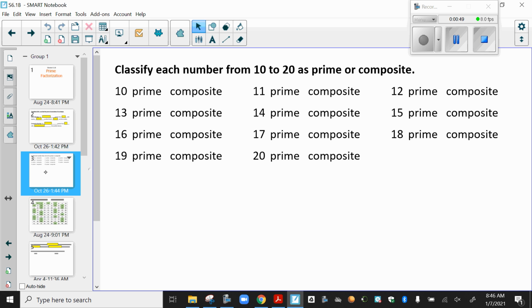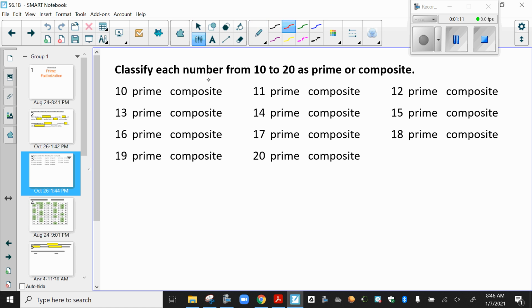Classify each number from 10 to 20 as prime or composite. How we're going to do this is we're going to talk about how we build these numbers through multiplication, okay? So 10, I can do 10 times 1. I can do 2 times 5. Because I have more than just 10 times 1, that would make this one composite.